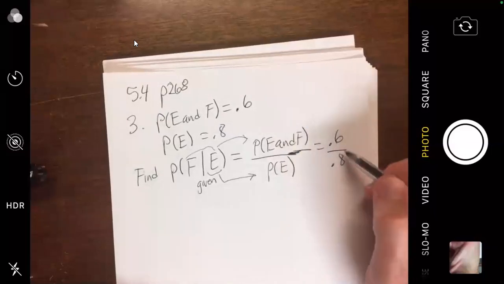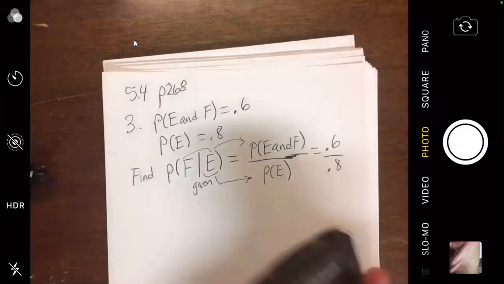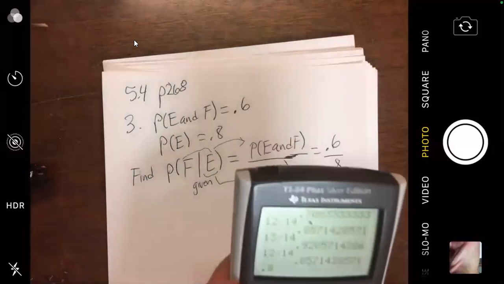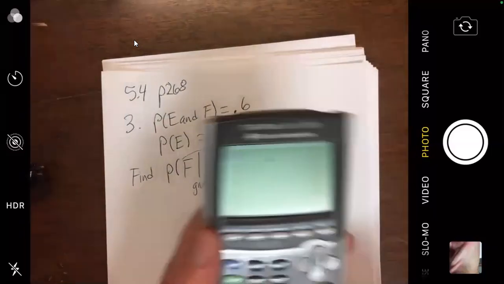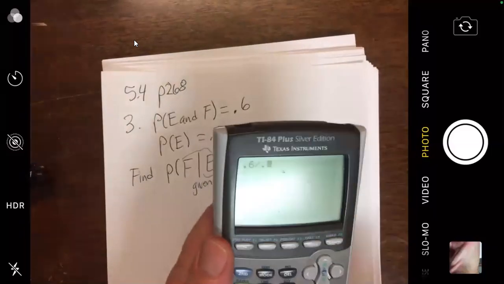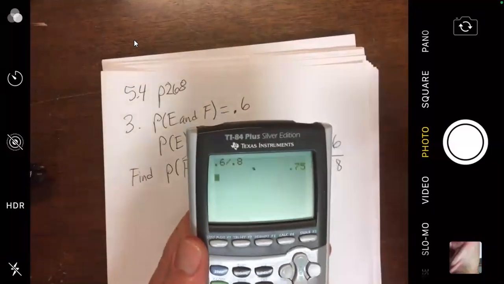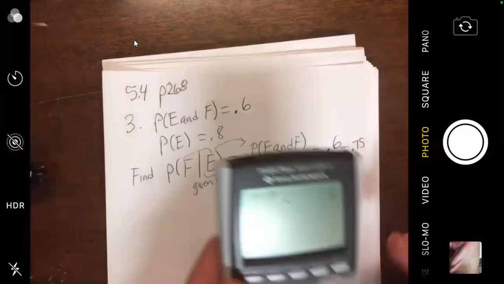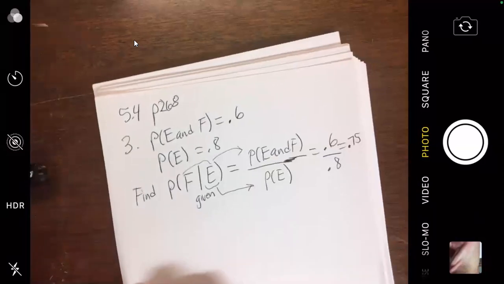Notice how your top is less than your bottom. It's going to come out less than 1, as it should, as all probabilities should, less than or equal to 1. You may know 6/8 is 3/4 or 0.75, but we'll divide it out. 0.6 divided by 0.8 is 0.75, 3/4 in other words. So these first little exercises are just exercises in using these formulas.